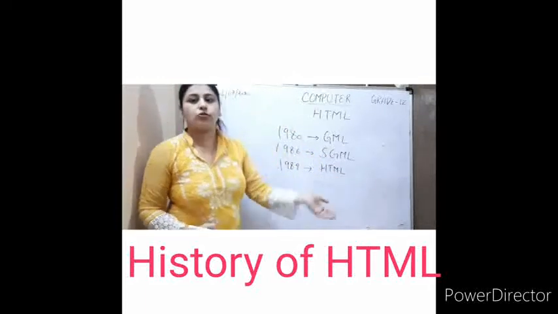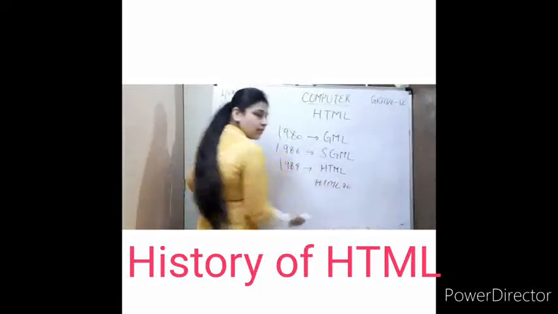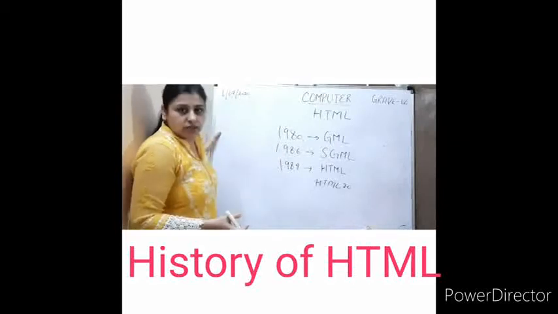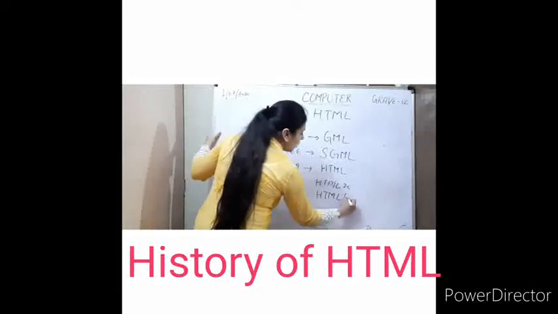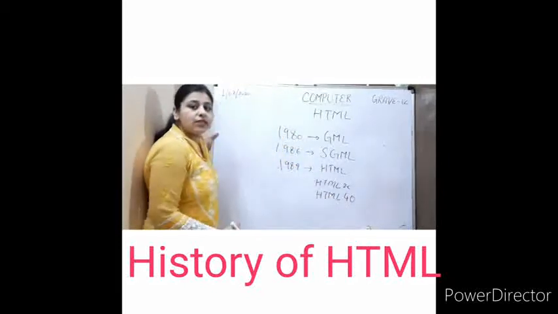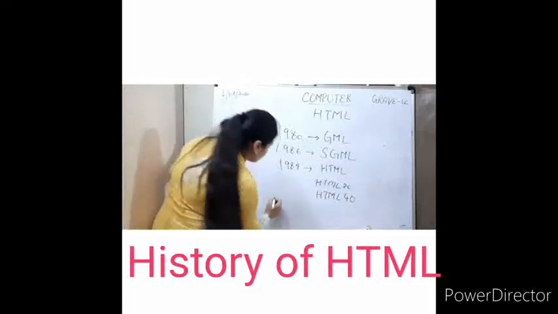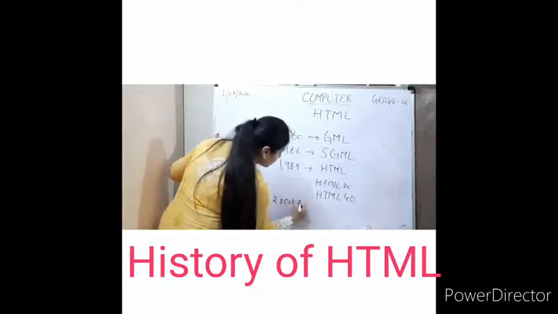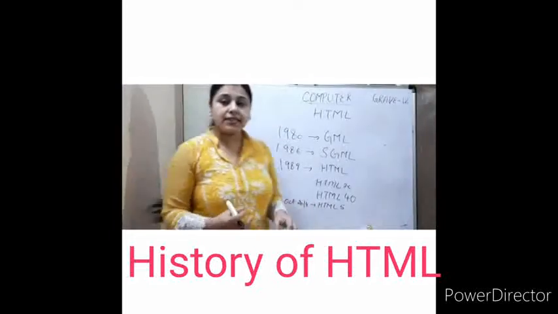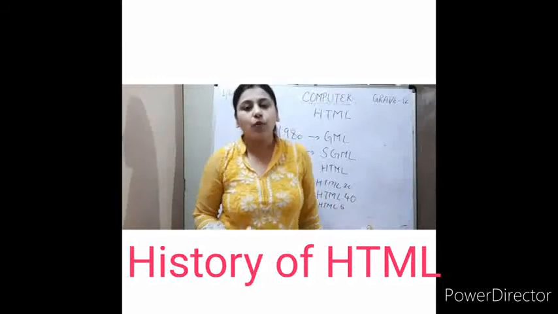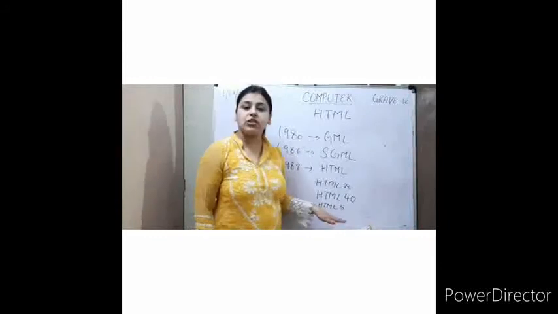After 2 years, a new version, HTML 3.0, was announced with some modifications. Again after 2 years, a new version of HTML was announced, that is HTML 4.0, with a few additional features. Then HTML5 was released on 28th October 2014. The HTML5 tags are supported by most of the modern web browsers. So today we are going to study this HTML5.